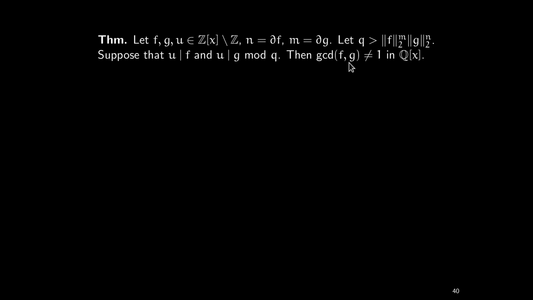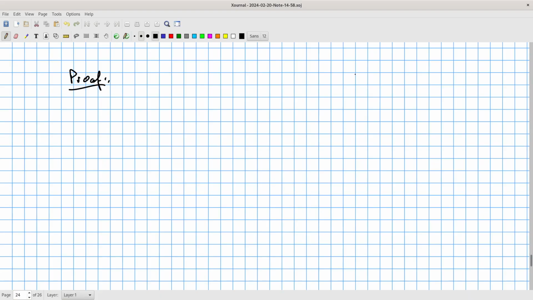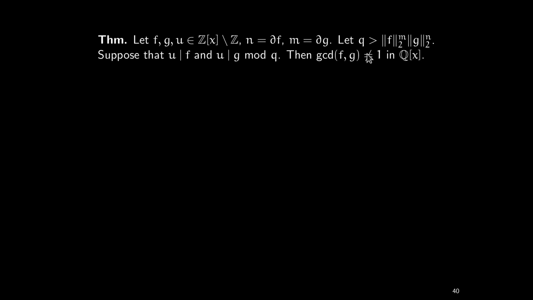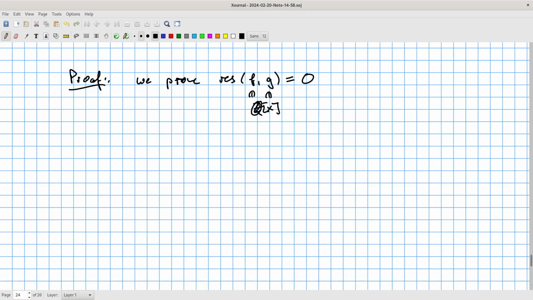So we want to show that the GCD of f and g is not 1, and the GCD is non-trivial if and only if the resultant is zero. So we prove that the resultant of f and g is 0. And so where would that be? These are polynomials in x, and the equality is supposed to hold there. Because this is where we want this to happen, the GCD should not be 1 when we view f and g as polynomials over the rationals. Doesn't matter here, rationals or integers, but not mod something.